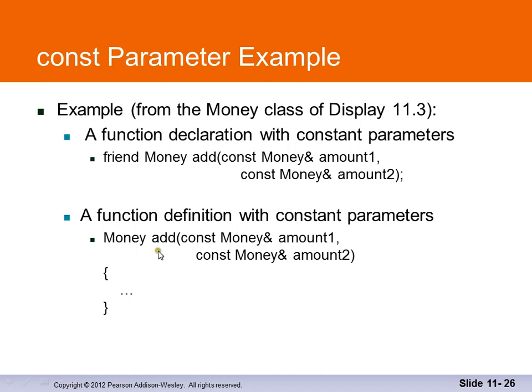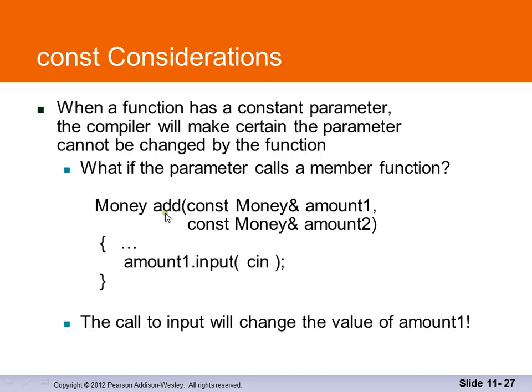Okay. Now, there's a consequence to this. If this add function does not call any further function inside it, then we are on the safe side and we're done. However, there might be a situation where you have a function called add, and inside that function it's calling another function called input. Notice that you're passing amount1 as a constant reference, and through amount1 you're making a call to input. And now amount1.input, this function input itself might change the values inside amount1.